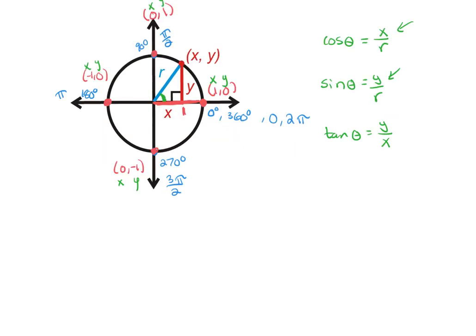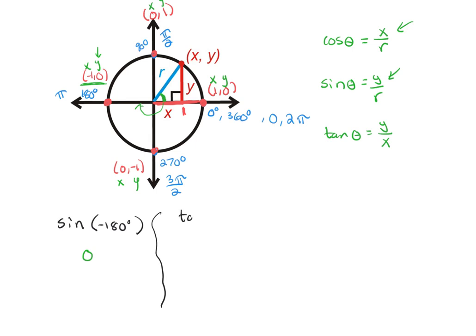Okay, so now we're going to evaluate 4 examples. So sine of -180 degrees. So -180 is right here. So that's this point right here, and then sine is the y value, which is 0.